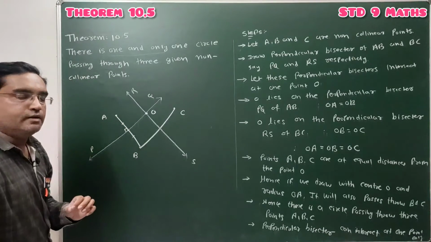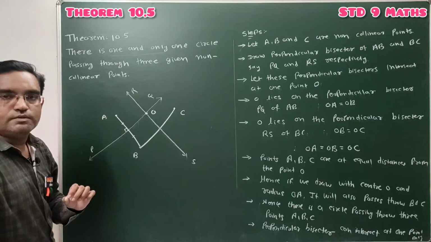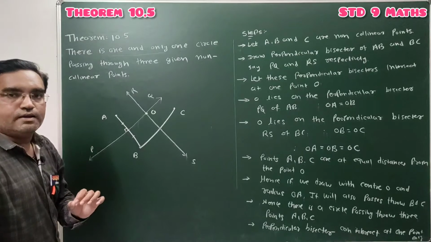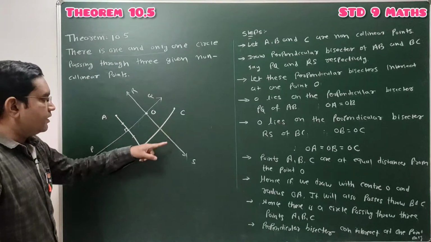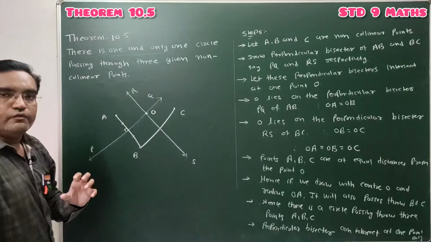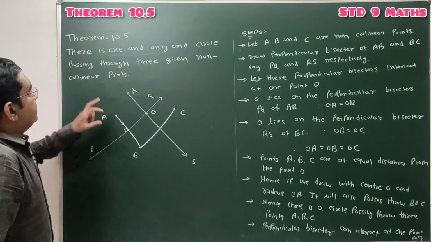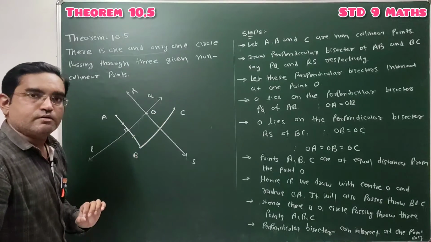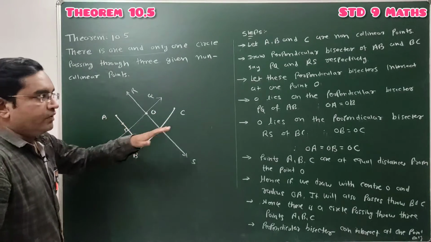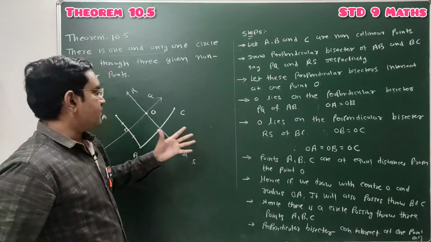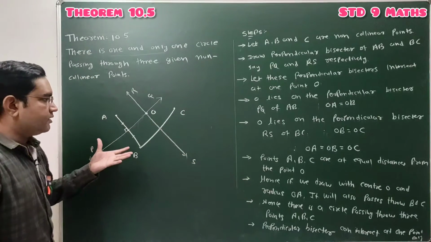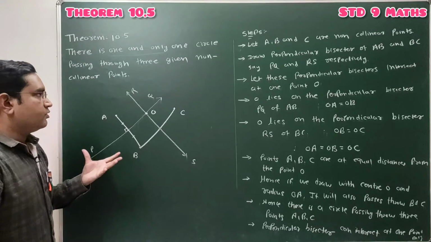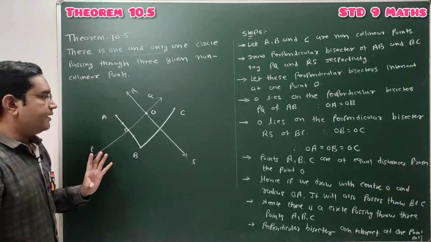We have to prove that there is a unique circle, that means there is only one circle which can pass through all these three points. For that we have to draw a construction. This theorem 10.5 can be proved by using this construction. We have to write the steps of this construction, and this is how you can prove the statement of theorem 10.5. So three steps completed.